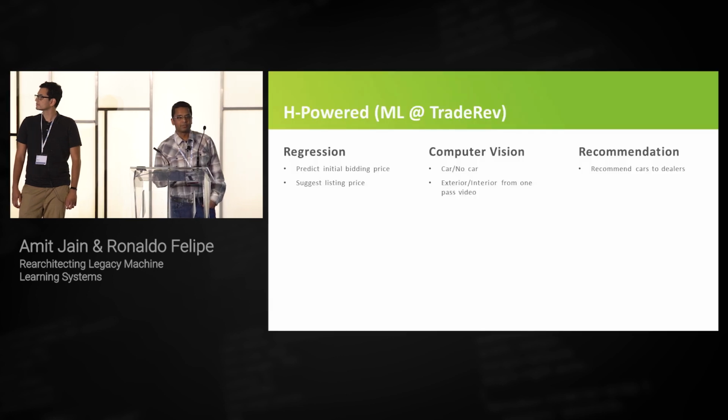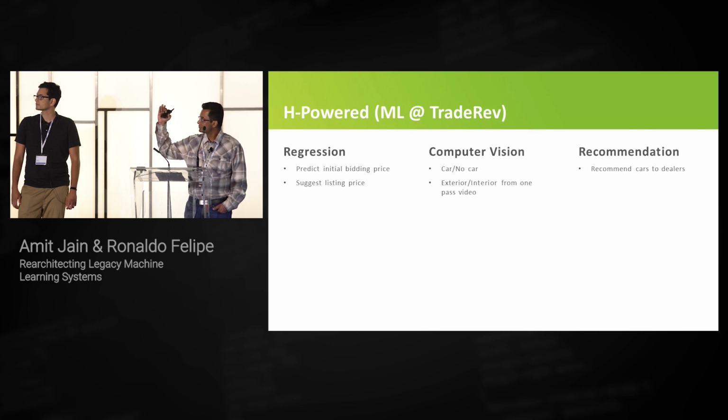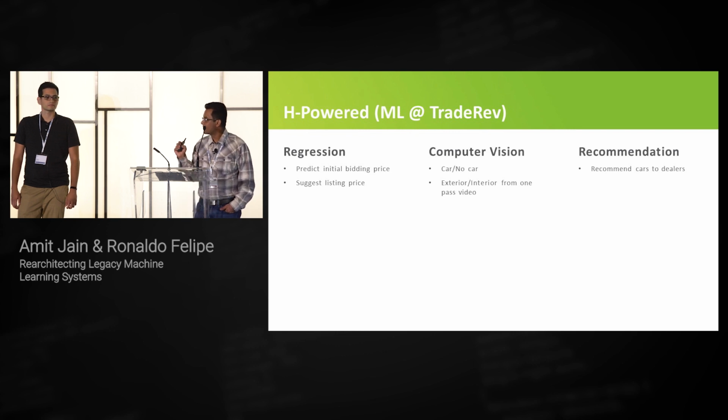All right. Before we go deeper into the talk, these are the three main verticals where we use machine learning within TradeRev, and the public name for that platform is H. I'm forgetting the name of the famous person after whom we named it. I'll recollect and come back to you. But the three main verticals are regression, computer vision, and recommendation systems.